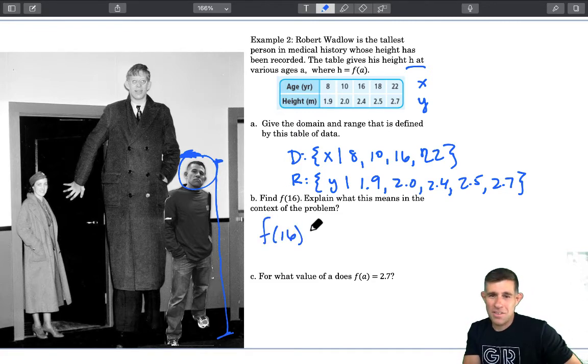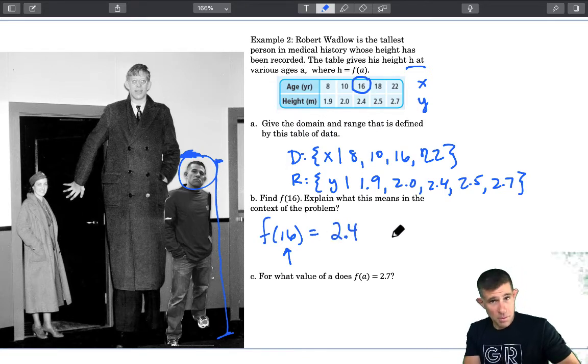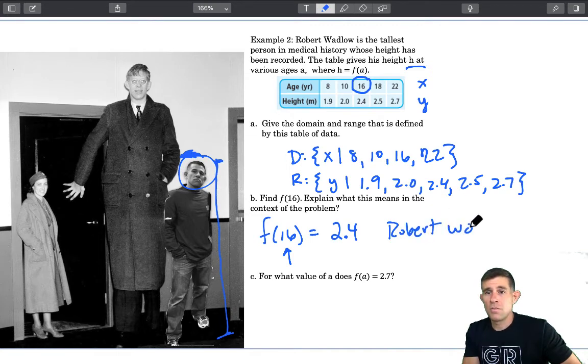So next up, it says to explain this notation, this f of 16. What does f of 16 represent? What does it mean in the context of the problem? So our argument, or our input, or our x value here is 16. So I'm going to go to where x is 16. f of 16 is equal to 2.4. Now, in the context of the problem, this means that Robert was 2.4 meters tall at age 16.